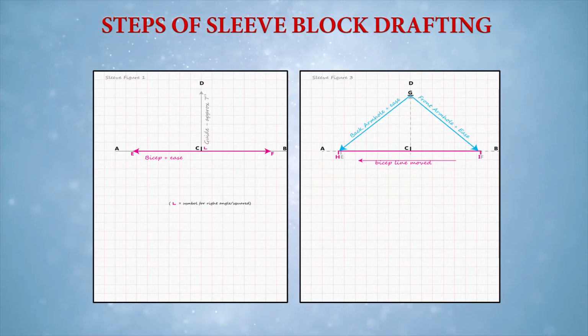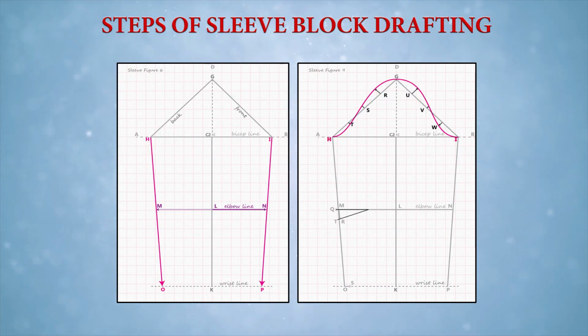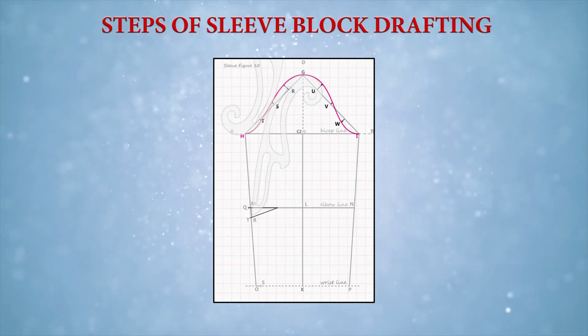First we draw the bicep line, then we draw the upper rise of the arm, then we create the armhole shape and make it a proper shape of the sleeve. There are also steps mentioned in your study material for creating the basic sleeve. So you can keep this diagram in front of you, and when you follow all the steps one by one, you will be able to develop this basic sleeve block.